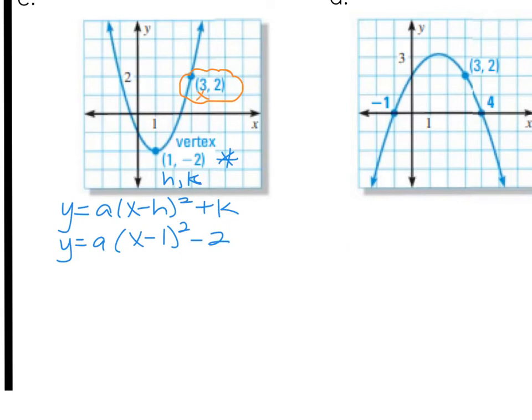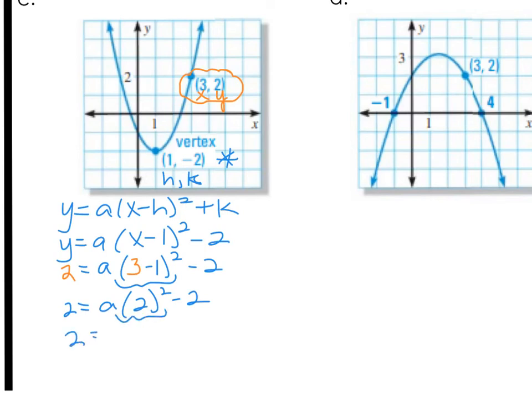I'm going to plug in 3 for x and 2 for y in the equation. So I'll put 2 on the left for y and 3 on the right for x. Keep everything else the exact same. Like so. If I do my order of operations again like we did on the bottom of the first page, 3 minus 1 is 2. We have lots of 2's on here all of a sudden. And 2 squared is 4. So we have 2 equals 4a minus 2.